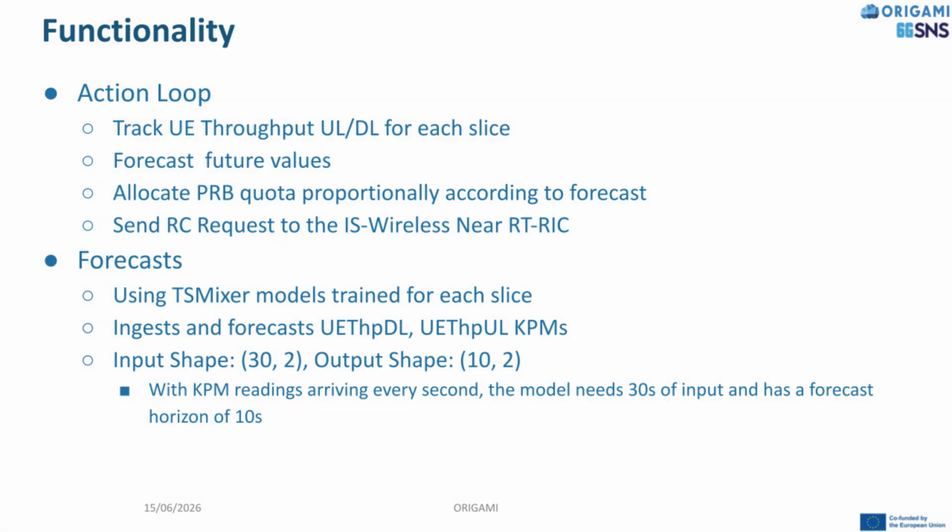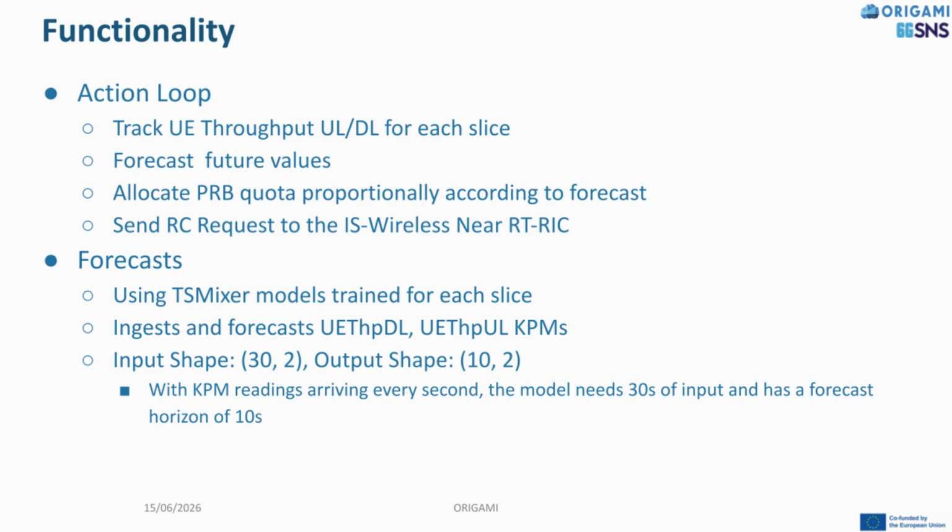NetAI's xApp achieves PRB quota optimization by tracking UE throughput in both uplink and downlink directions on each slice and forecasting their values in the near future. The xApp then sends radio control requests to allocate a proportional physical resource block quota to meet the anticipated demand.